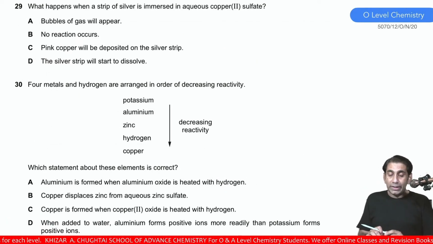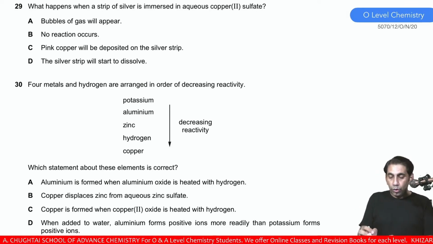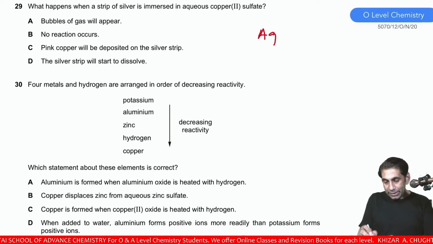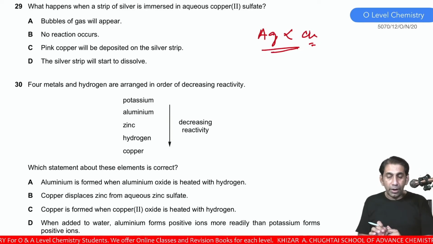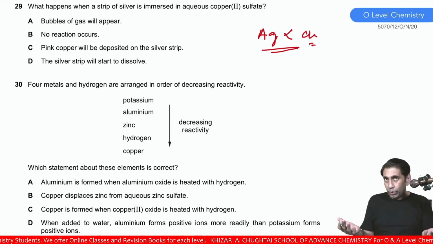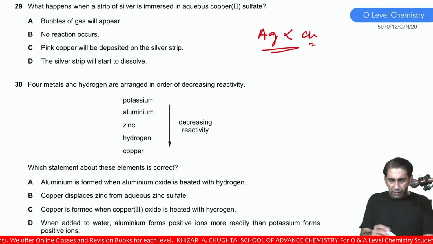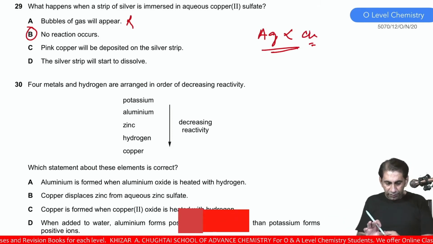What happens when a strip of silver is immersed in aqueous copper(II) sulfate? Silver is less reactive than copper, so it cannot displace the copper from its aqueous solution or from its molten solution. So there is no reaction, no bubbles of gas. Yes, there will be no reaction.